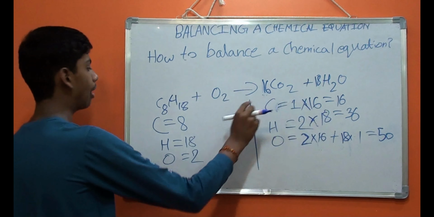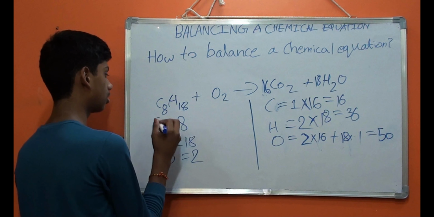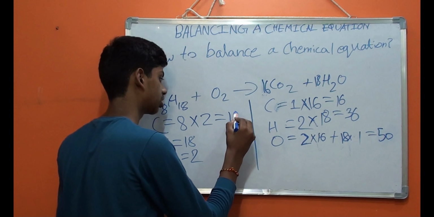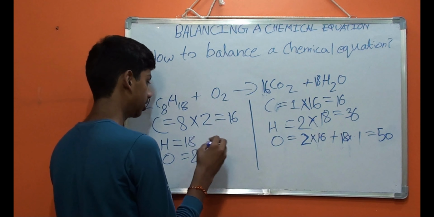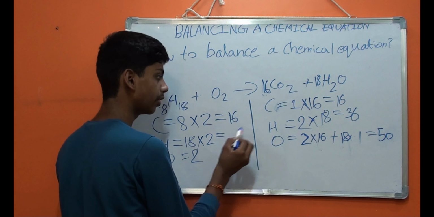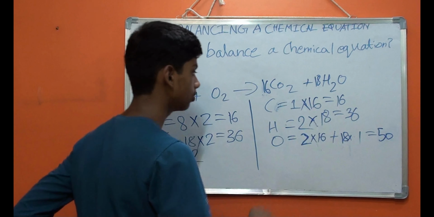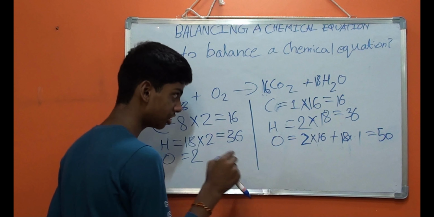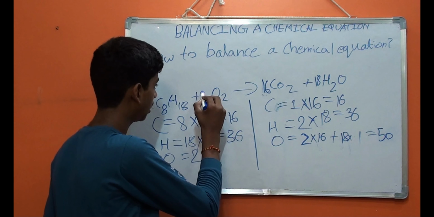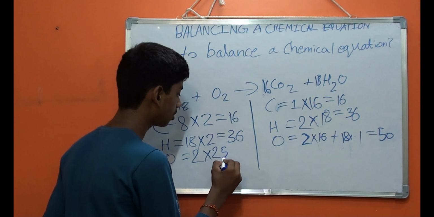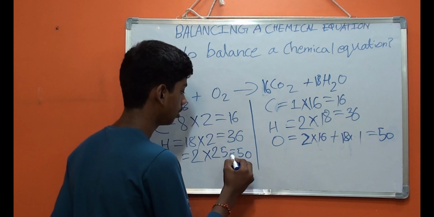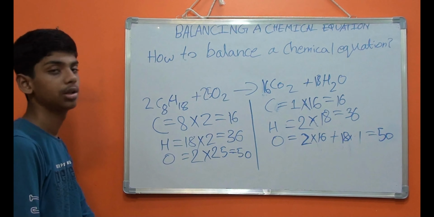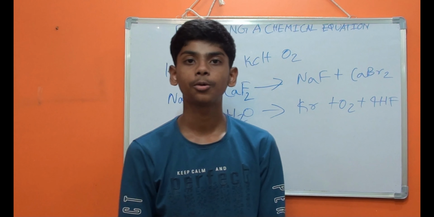So we have to balance the carbon, so we write 2. 2 into 8 which gives 16. 16 and 16 balanced. Into 2 again we get 36. This is also balanced. Now only oxygen is not balanced. So we write 2 into 25 equals 50. Now it's balanced, so 25. Now this is solved.